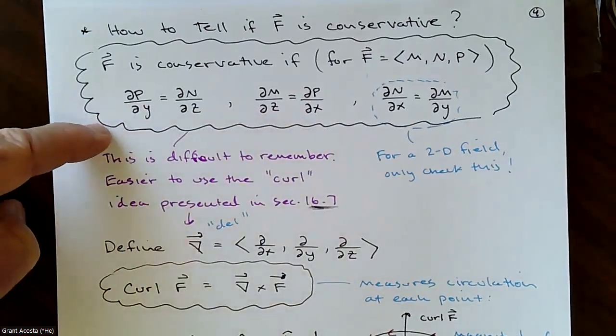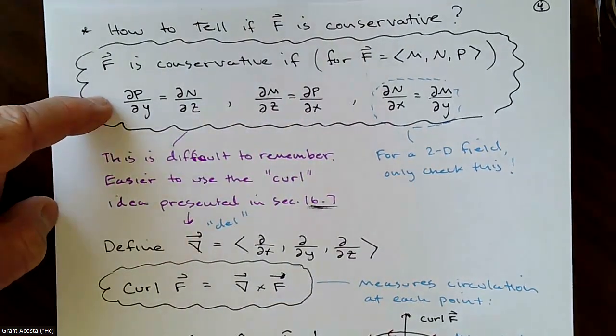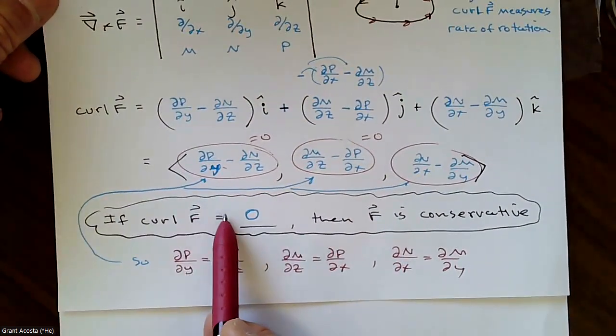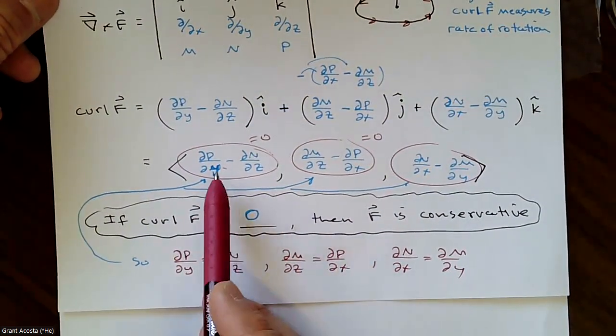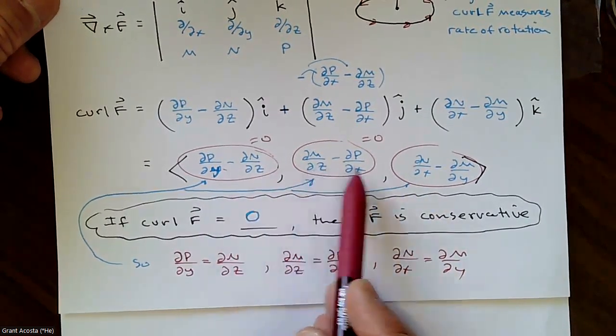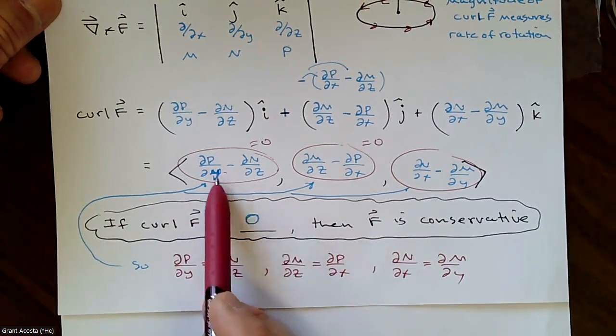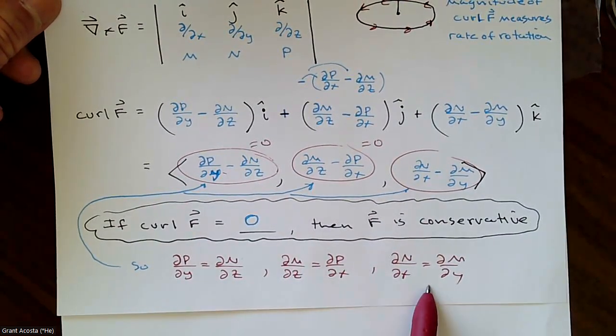They don't tell you this yet in chapter 16.3, but it's coming because the curl of our vector field must be equal to 0 for it to be conservative. And when you do the cross product, you end up with these partial derivatives, which would have to be 0, which means these partial derivatives should be equal to each other.